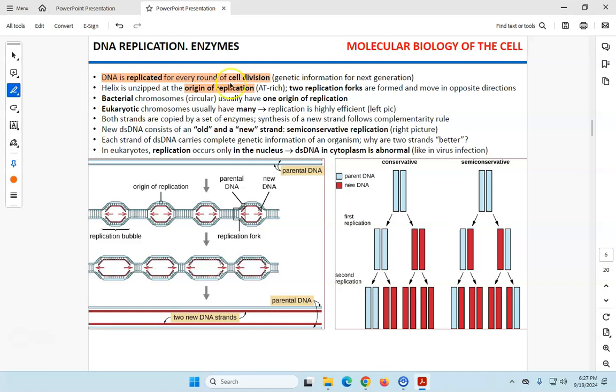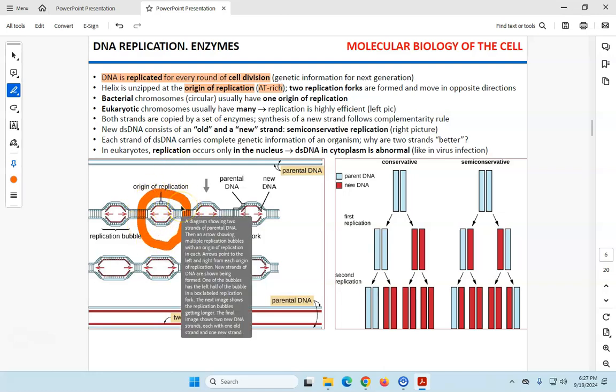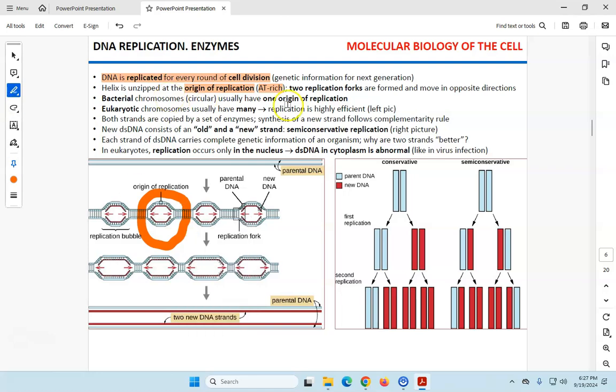So, replication starts at the origin. It is rich in AT pairs for obvious reasons. AT pair is weaker and it's easier to separate. So you can see the origin of replication and DNA strands being separated here. Bacterial chromosomes are smaller and there's only one origin. Eukaryotic, many, because they're much larger and that makes the replication more efficient.